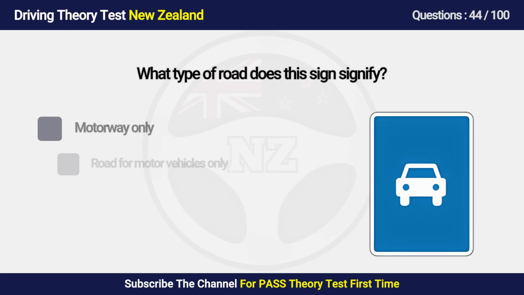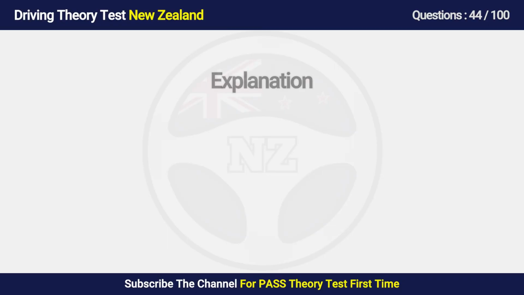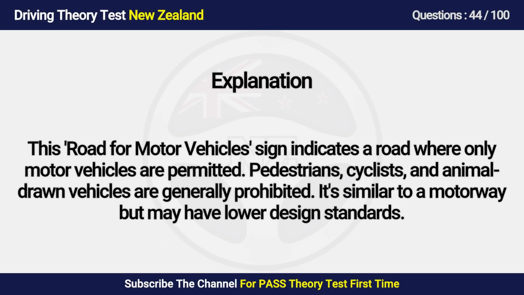Question 44. What type of road does this sign signify? A. Motorway only, B. Road for motor vehicles only, C. Priority road, D. Road with speed limit. Answer is B. Road for motor vehicles only. This road for motor vehicles sign indicates a road where only motor vehicles are permitted. Pedestrians, cyclists, and animal-drawn vehicles are generally prohibited. It's similar to a motorway but may have lower design standards.